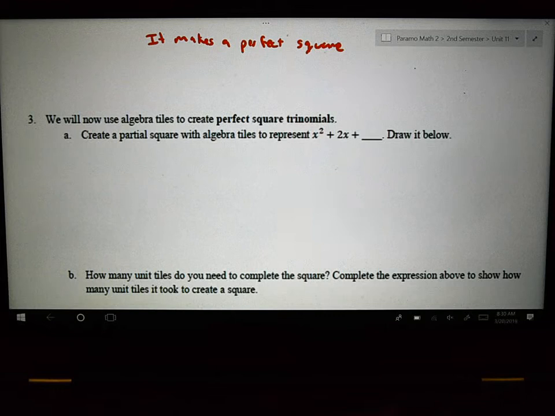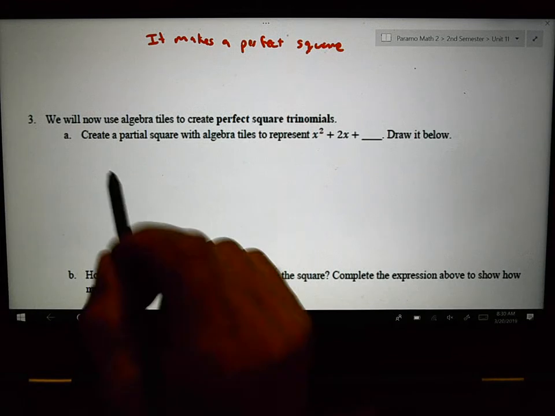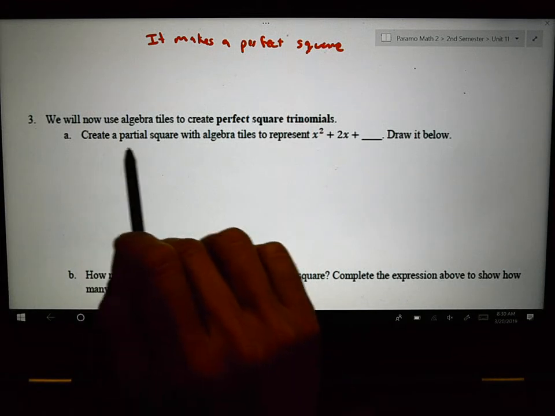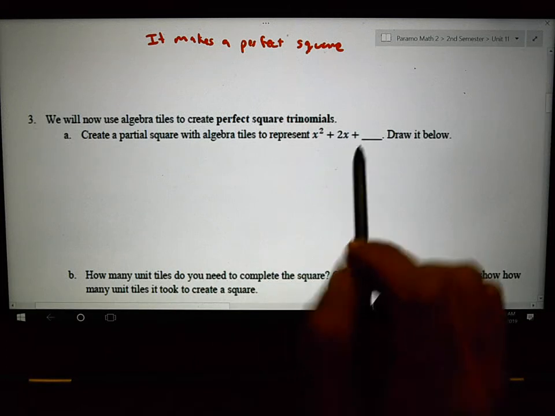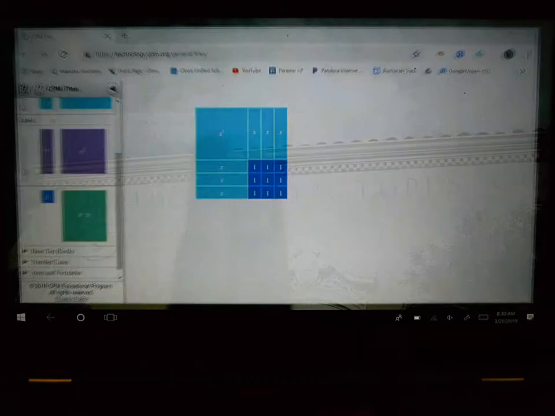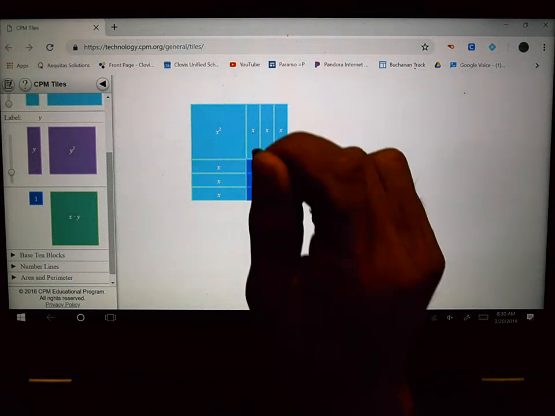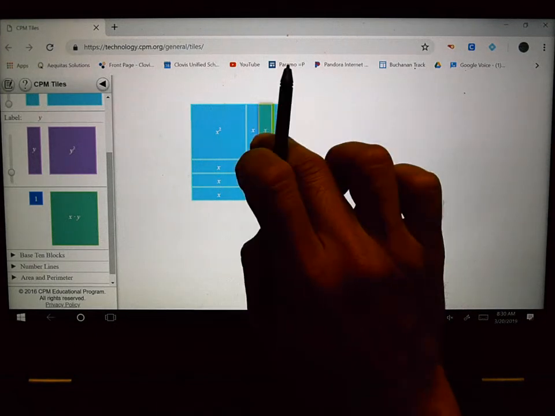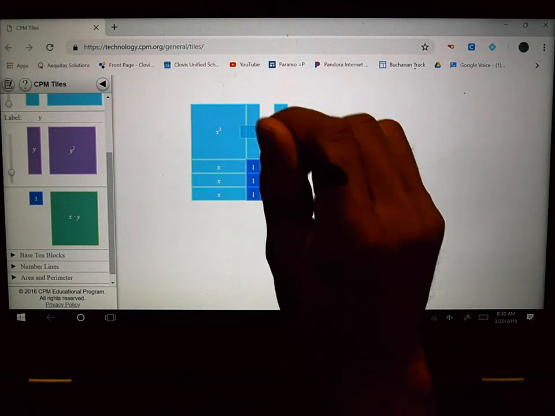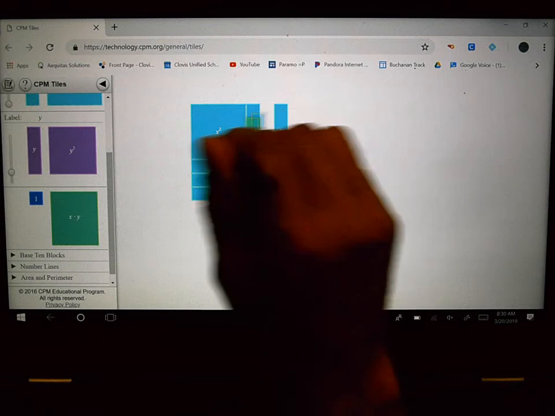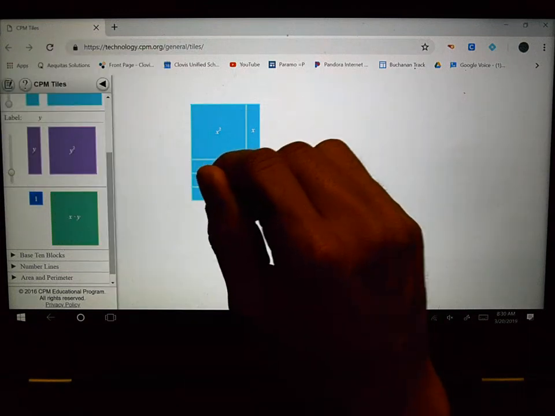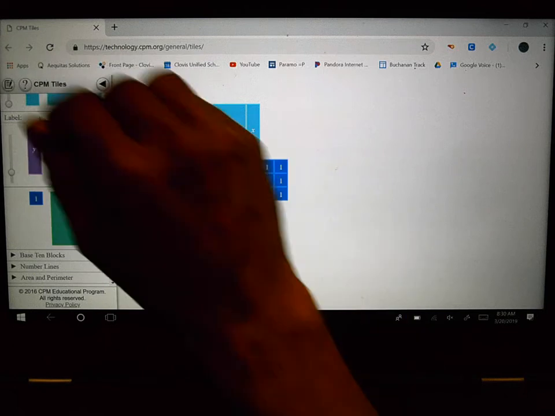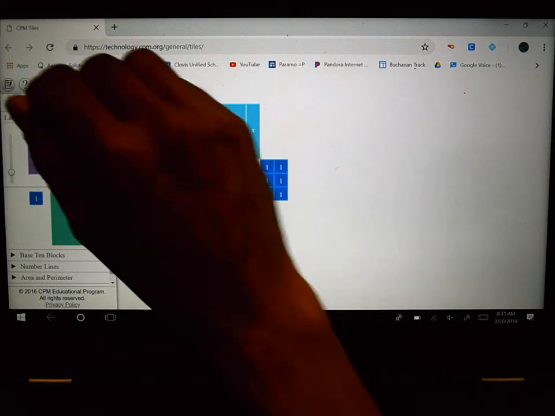So now I'm going to go to number 3, which says create a partial square with algebra tiles to represent x squared plus 2x plus blank. So I go over here. I need to get rid of some of these things. Let's get that one away, that one away, that one away, that one away, that one away.